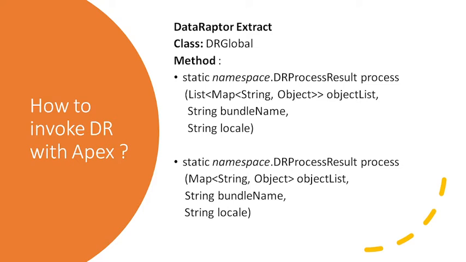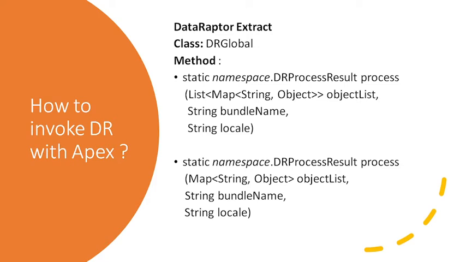Process is the method name, and the first parameter, if you observe, is a list of maps, where each map contains string as a key and object as a value. The second parameter is a bundle name, nothing but the DataRaptor name, and the third one is the options.